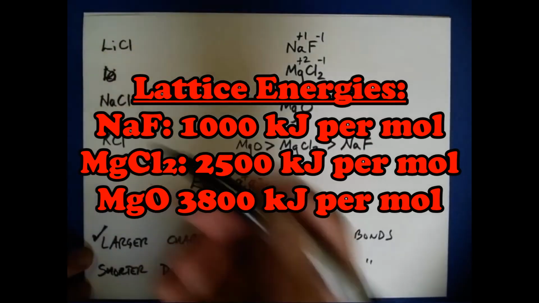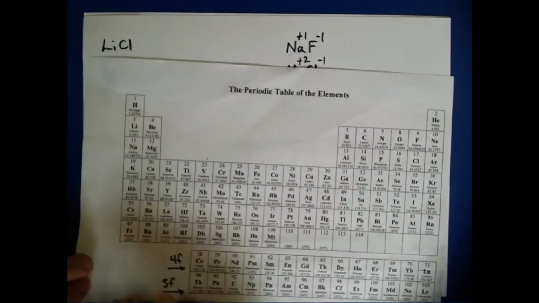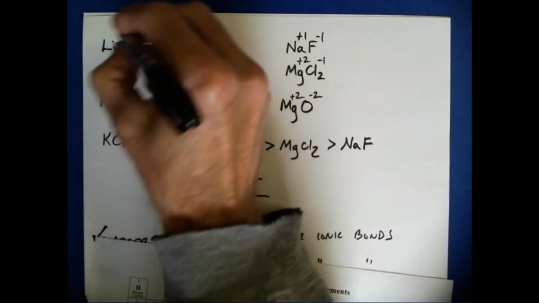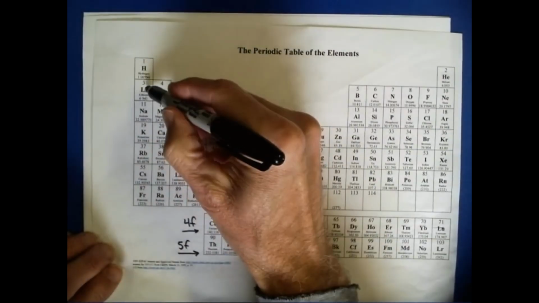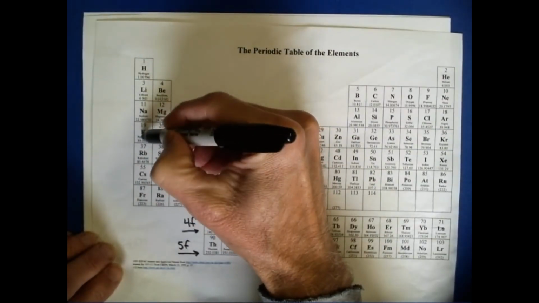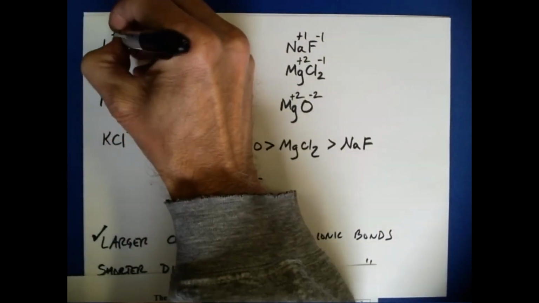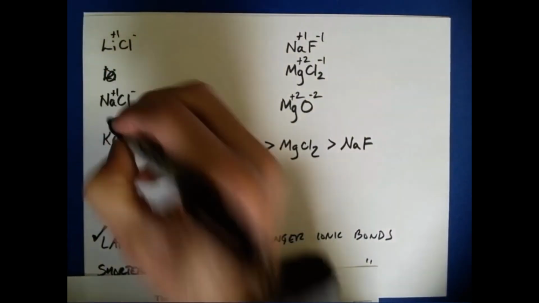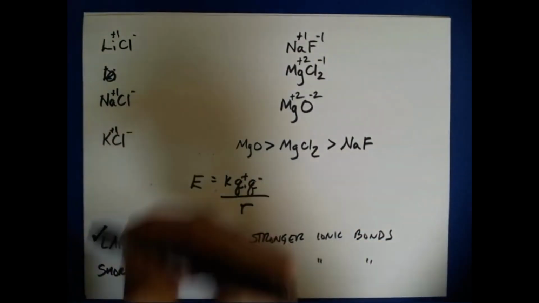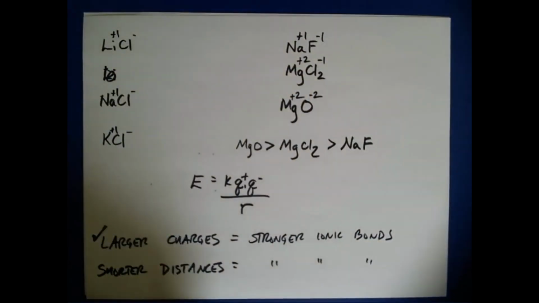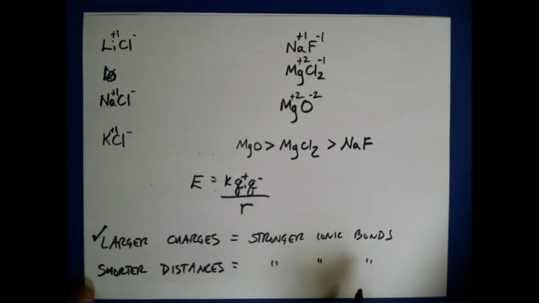Now let's look at this over here. This is a little different because in this case we've got all chloride ions, so these are all going to be -1s. And they're all paired with alkali metals. So these are all +1. So in this case, the charges are equal. So we can't differentiate between these on the basis of charge. We have to look to distances.